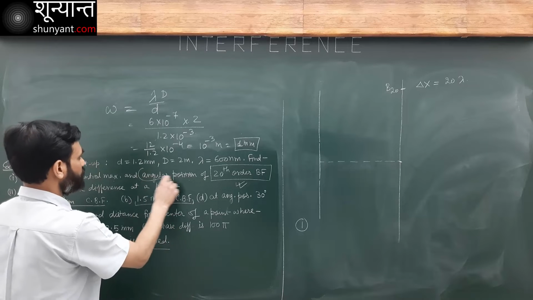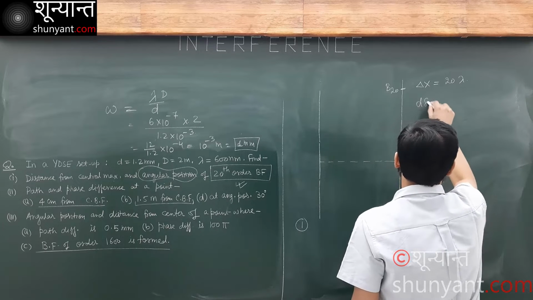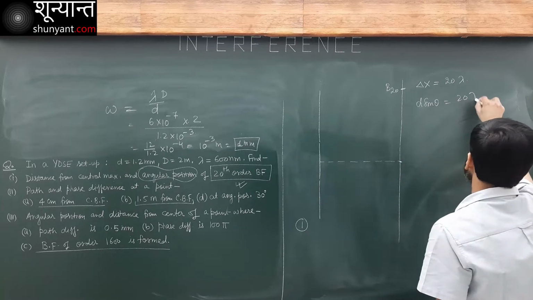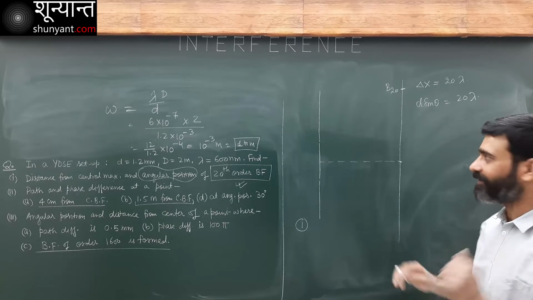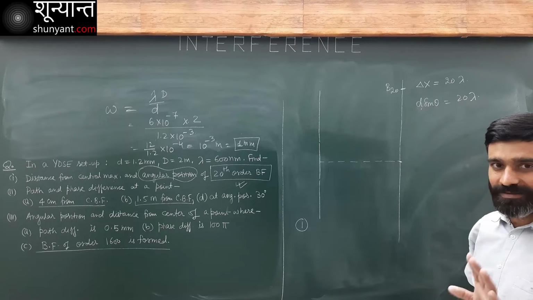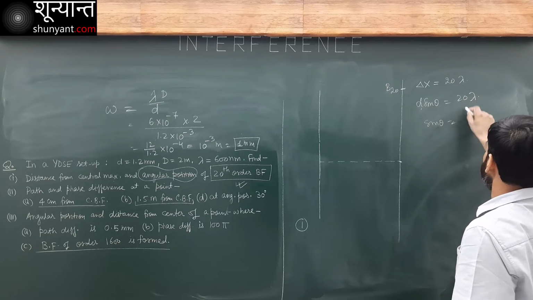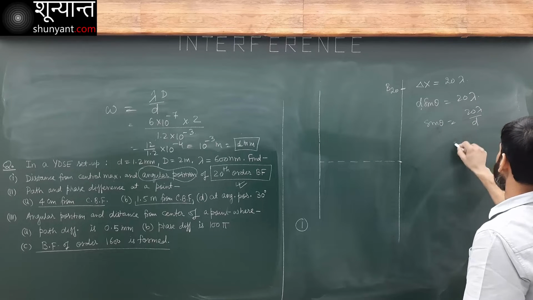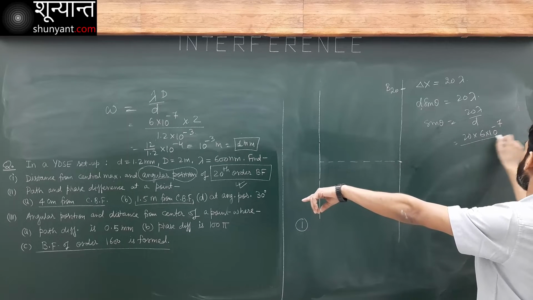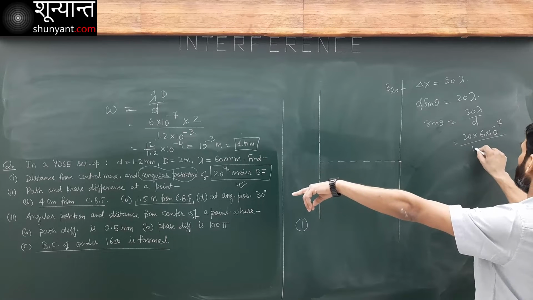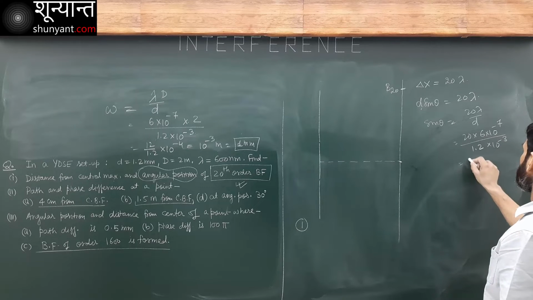What will be its angular position? Now, d sine theta is equal to 20 lambda. Understand how we are solving it. This is always applicable in all the cases. So sine theta is equal to 20 lambda over d. So 20 times 6 times 10 to the minus 7, over 1.2 times 10 to the minus 3. This becomes 120.